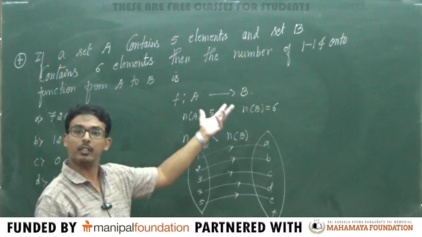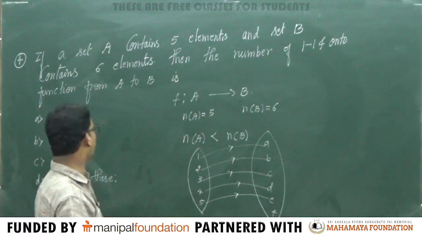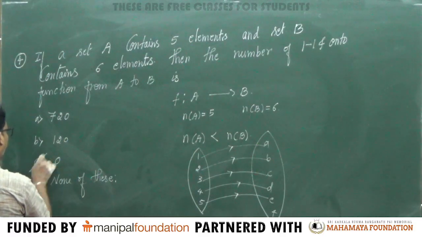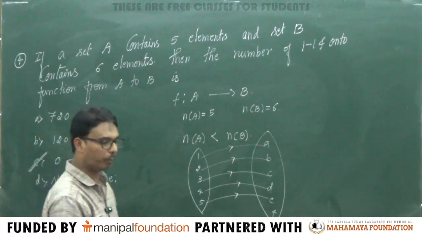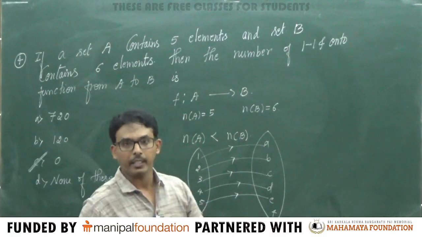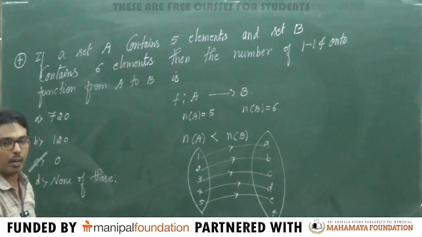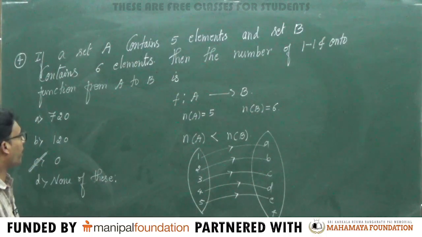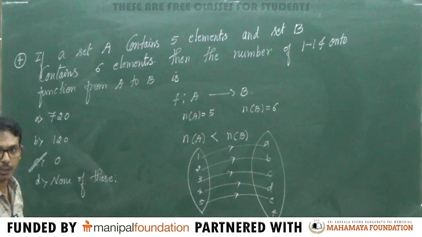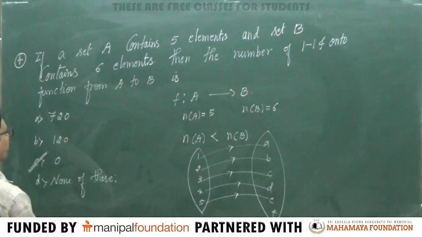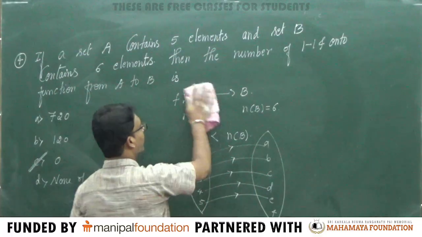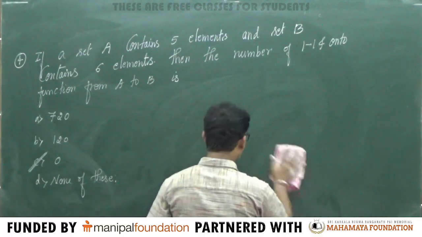So there is no bijective function. Therefore, the number of bijective functions is equal to 0. There can be one-one functions, but there is no onto function, therefore there is no bijective function. Next problem.